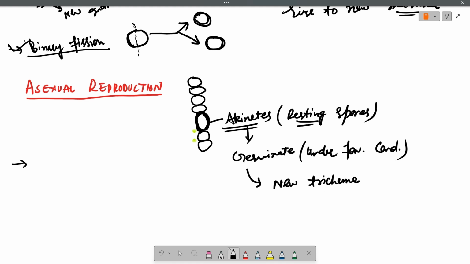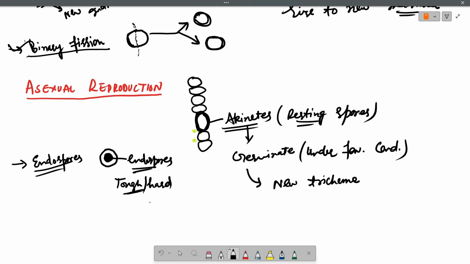There is also formation of endospores. These are the spores which are formed inside the cell. If this is the vegetative cell, then these spores form inside the cell. These endospores are very tough and hard, and allow these individuals to overcome unfavorable conditions, and when favorable conditions come, these again germinate and form a new individual.